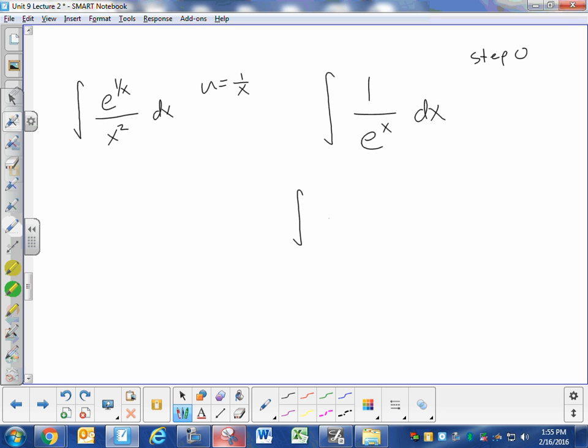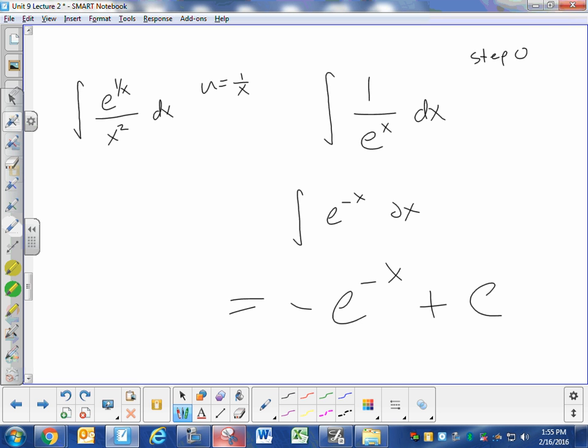Exactly. Rewrite this as e to the negative x. Now you can use u substitution, or you could just figure out it's got to be negative e to the negative x plus c as the antiderivative. Okay? So, just like derivatives of e's are easy, antiderivatives of e's are not that bad.